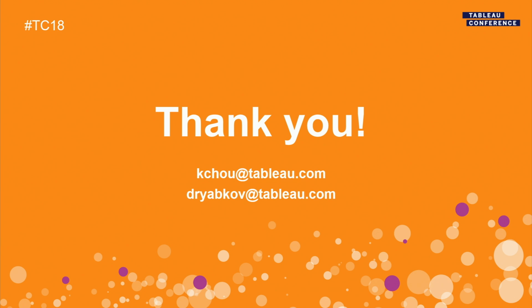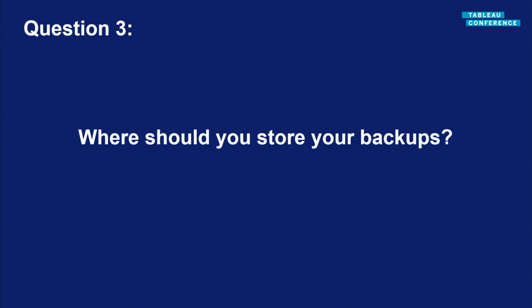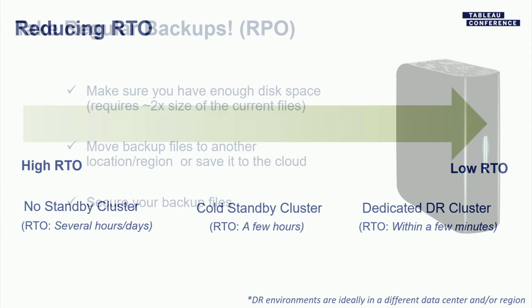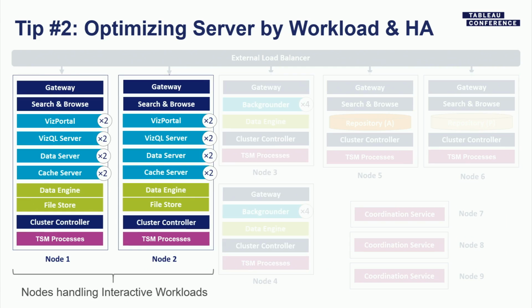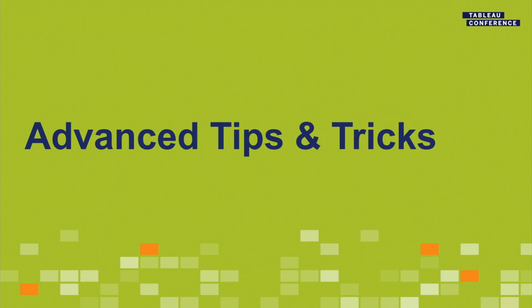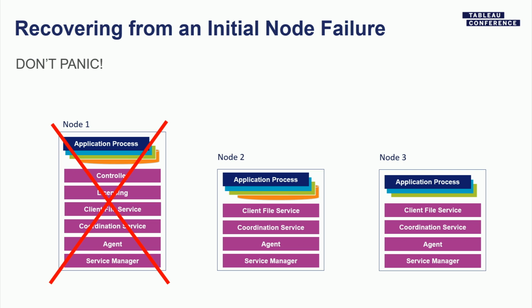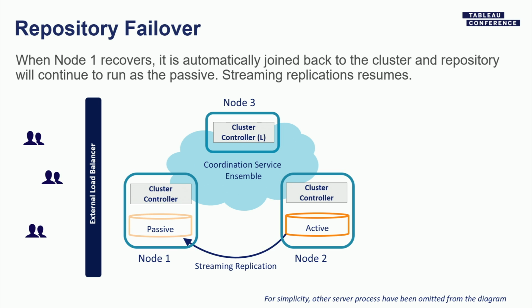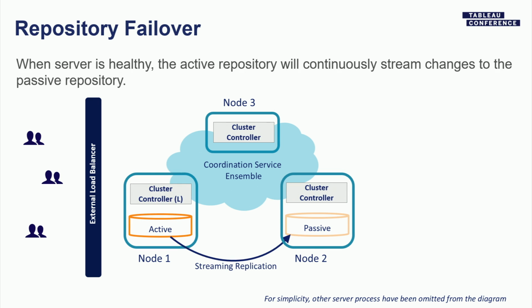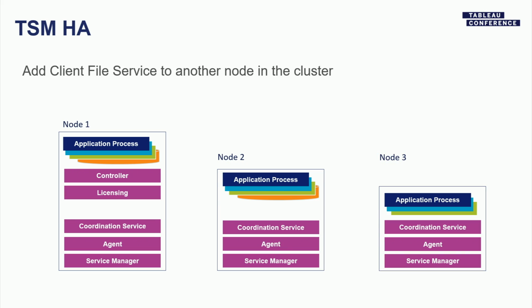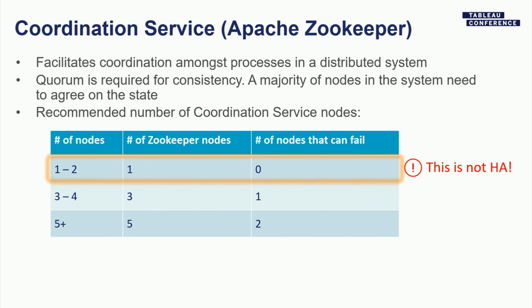Yeah, processes like the repository, gateway, search and browse, they don't require licenses, so you can have a node which doesn't have any of the VizQL server or data engine processes, which are licensed. That will be totally fine. If I go back to the first 2 8-core nodes, it's the one that has the passive and the active repository. You could do that, but it is not necessary.